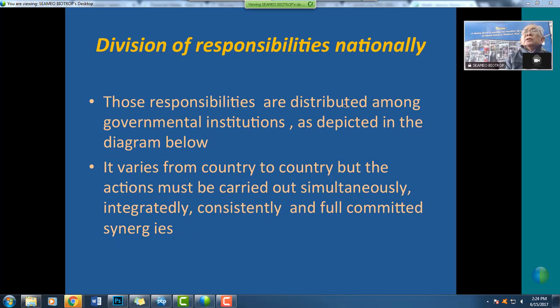So these activities must be managed by the government, and the government must distribute the responsibilities to government institutions. And although it varies from country to country, action must be carried out simultaneously, integratedly, consistently, and with full committed synergies.